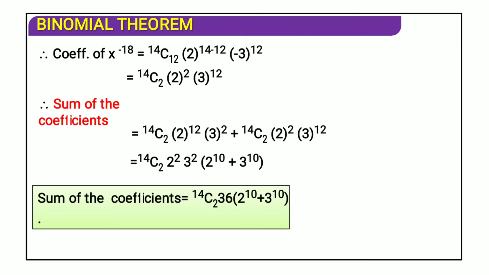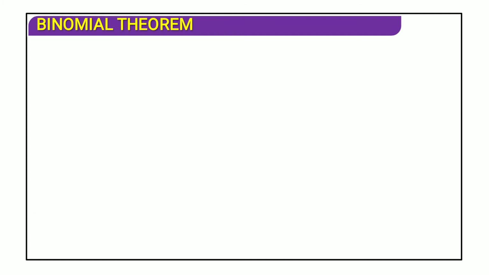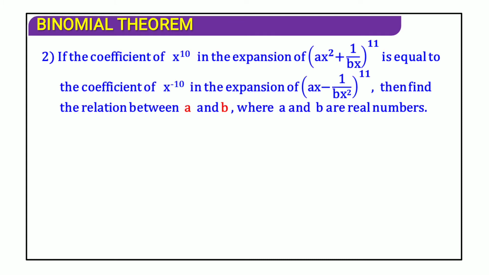You can pause the video and watch it again if you're not getting the concept. Okay, moving to the second question. It says, if the coefficient of x to the power 10 in this particular expansion is equal to the coefficient of x to the power minus 10 in the expansion (ax minus 1 upon bx square) whole to the power 11, then find the relationship between a and b. We need to calculate only one thing.